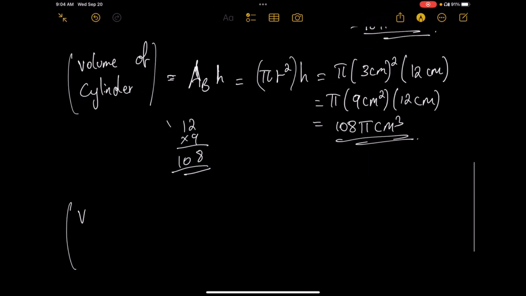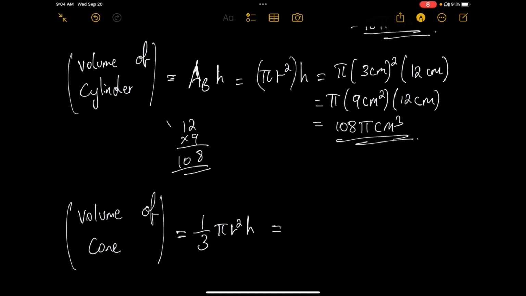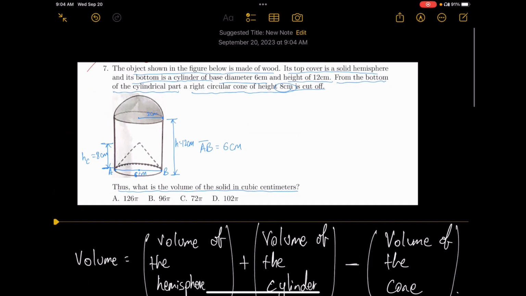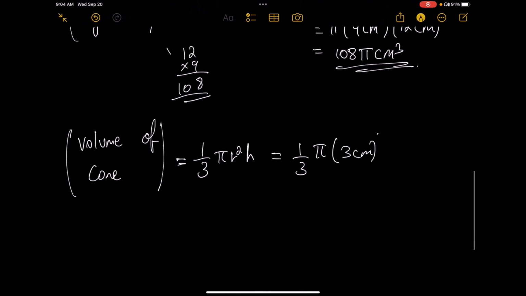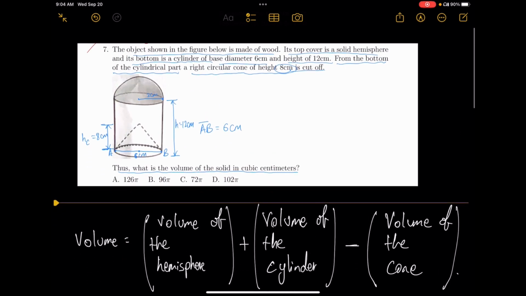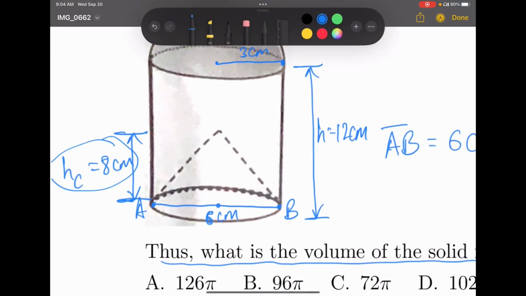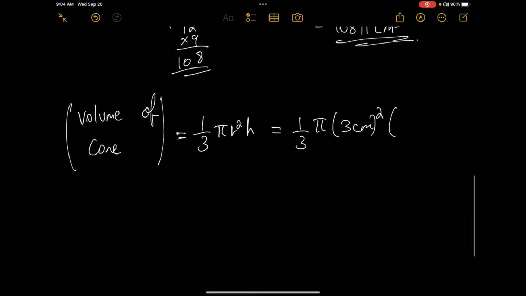Very good. Now we also need the volume of the cone. So what is the volume of the cone? Well, it is 1 over 3 pi r squared times height. Now it is 1 over 3 pi. What is the radius of the cone? The radius of the cone is 3 centimeters. Yes, therefore it is 3 centimeters. So squared, times the height. What is the height of the cone? The height of the cone is given here as 8 centimeters. Don't forget, that's 8 centimeters, which is equal to 1 over 3 pi 3 squared, that would be 9 centimeters squared, 8 centimeters.